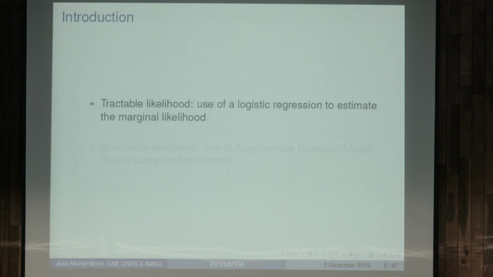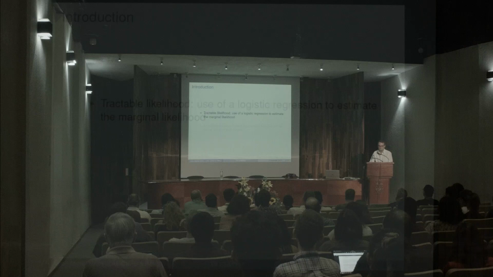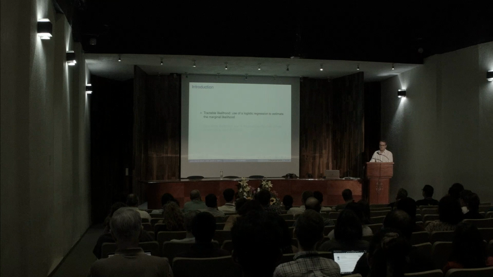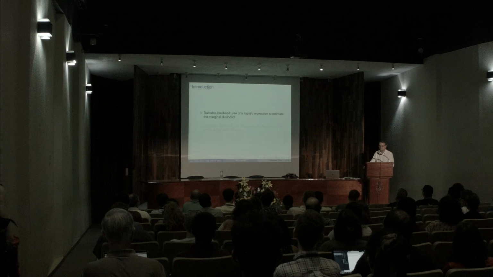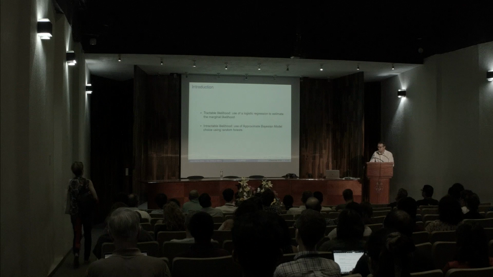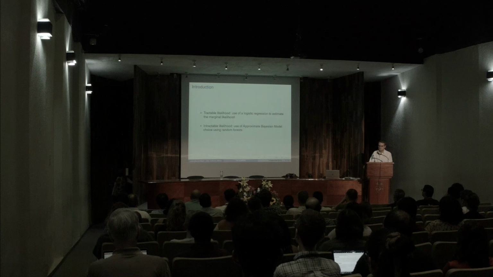For the tractable likelihood, we will introduce and use what is called noise contrastive estimation, but for the specific part of the model, which is a normalizing constant. Noise contrastive estimation has been introduced to estimate the parameters of a model when the likelihood is intractable, when the normalizing constant of the likelihood is not available. But here I will use this type of strategy to estimate the normalizing constant of my model and of my posterior distribution here. And in the intractable likelihood case, I will use some approximate Bayesian computation strategy to approximate the model posterior probability and to select the model.